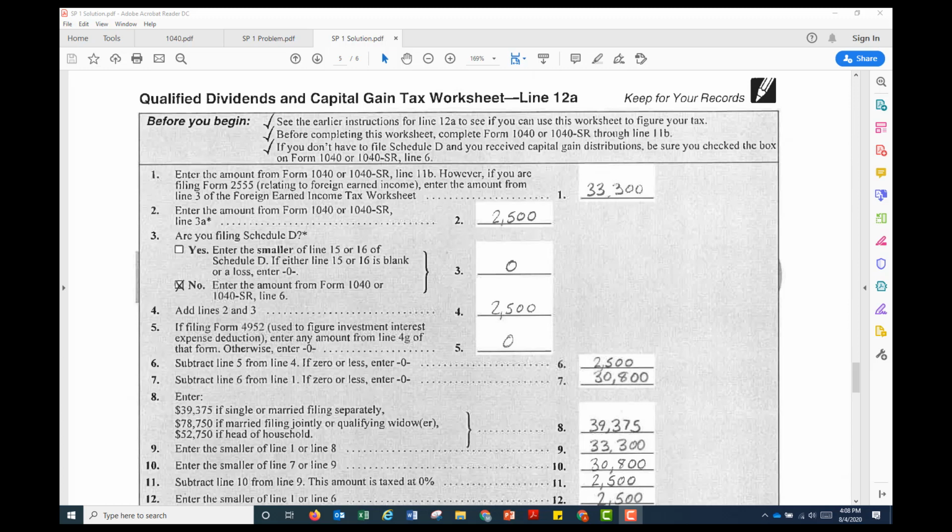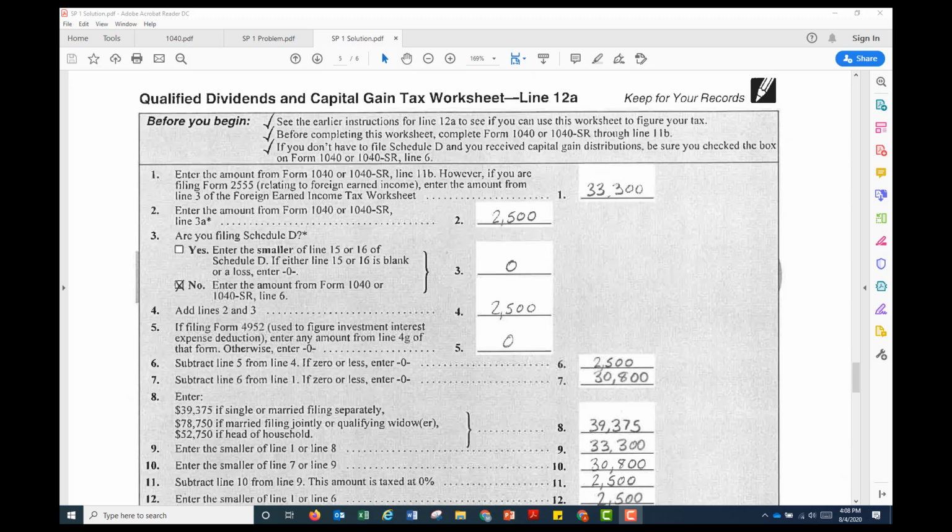Line 5 is none. It's not applicable. We're not filing Form 4952. Number 6 is a subtotal. We need to subtract line 5 from line 4. And again, it comes out to $2,500, which is the qualified dividend amount.